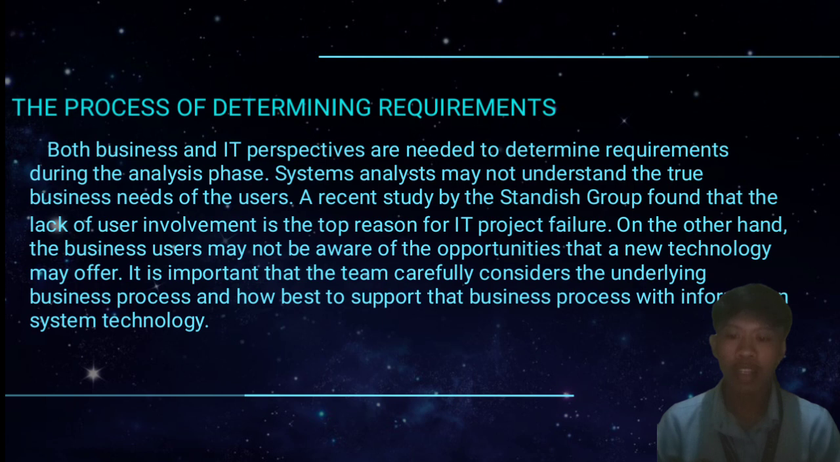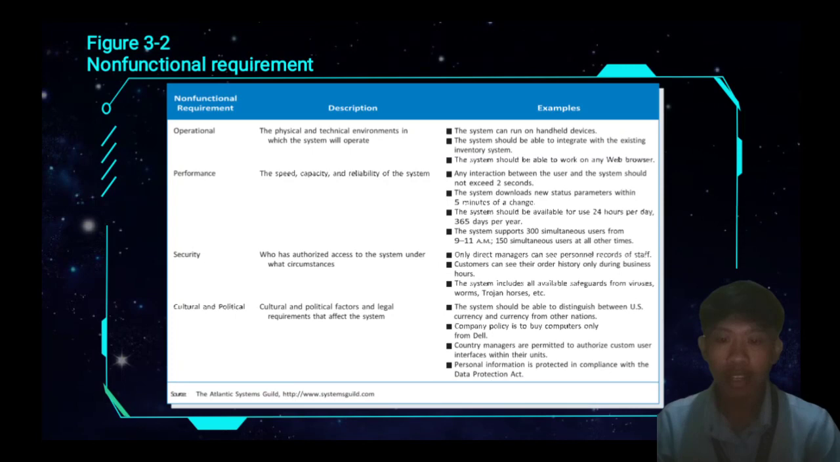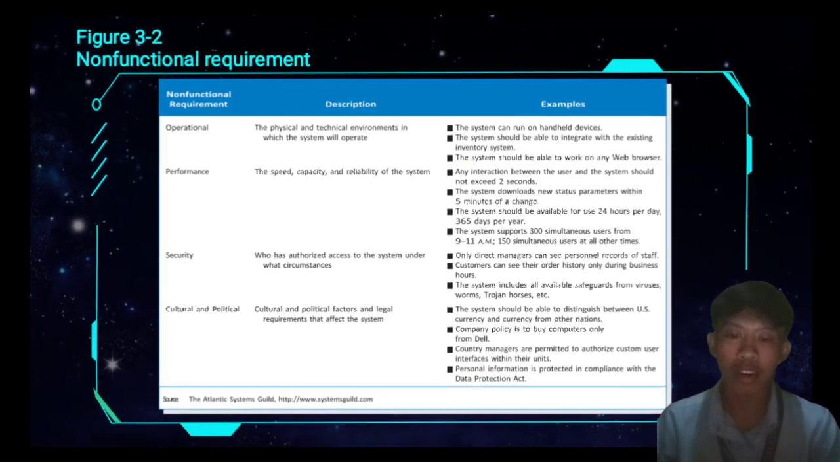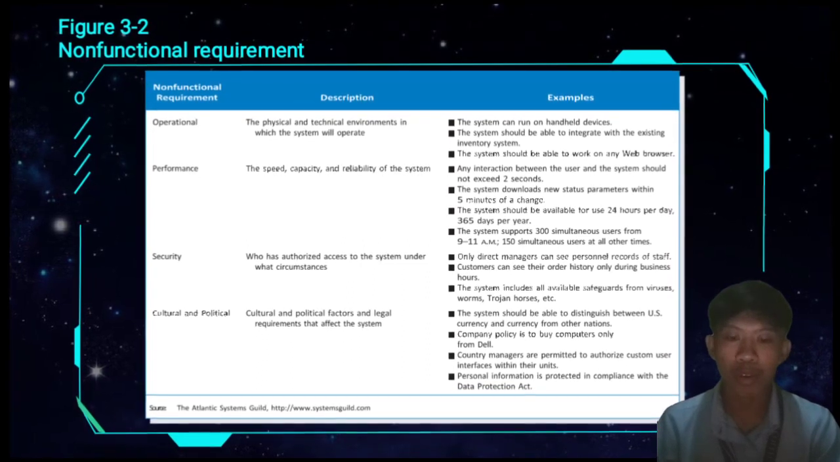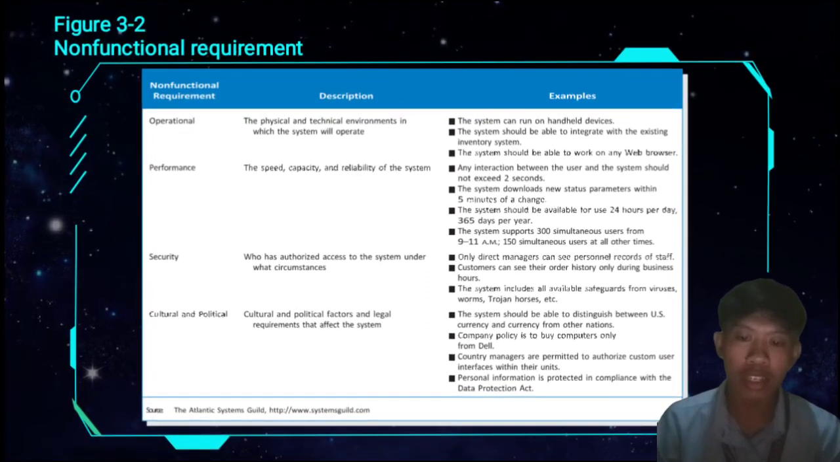On the other hand, the business user may not be aware of the opportunities that a new technology may offer. It is important that the team carefully consider the underlying business process and how best to support the business process with information system technology. So this is the diagram of what you need before you create the system.